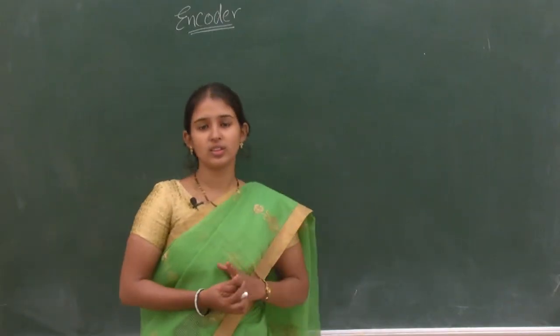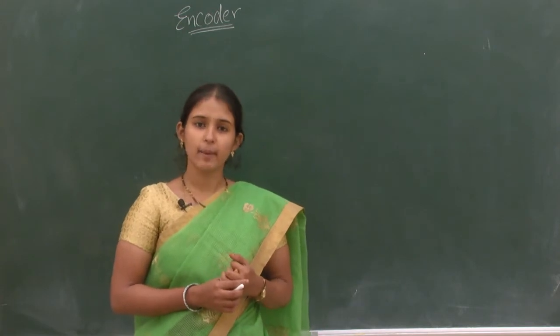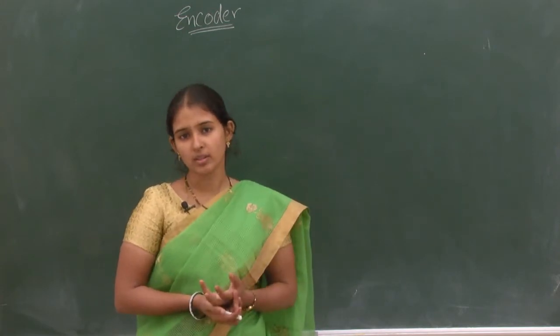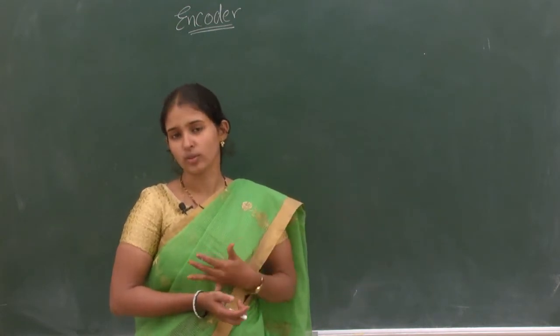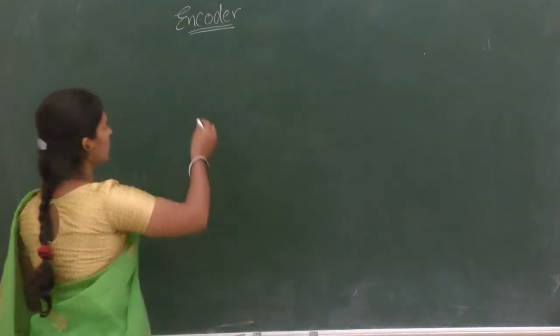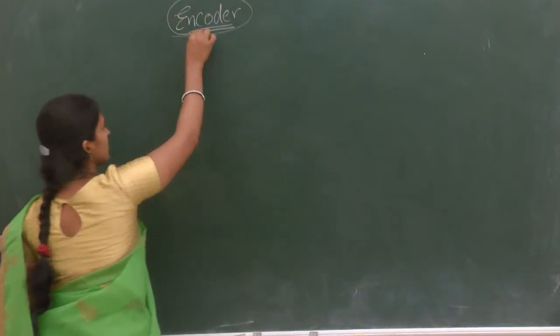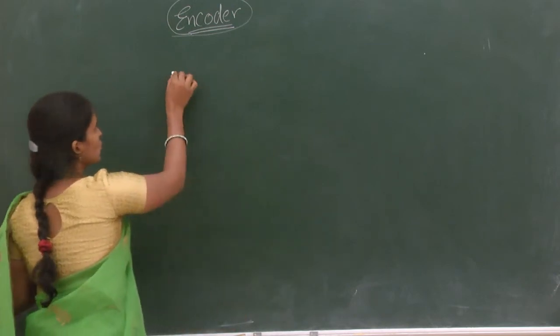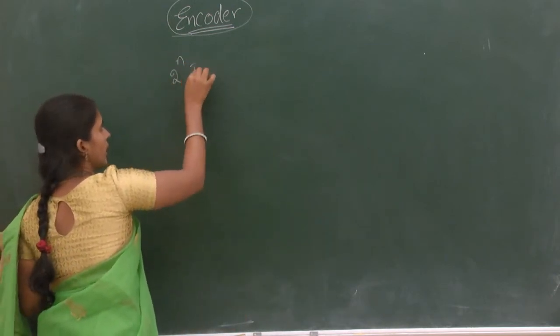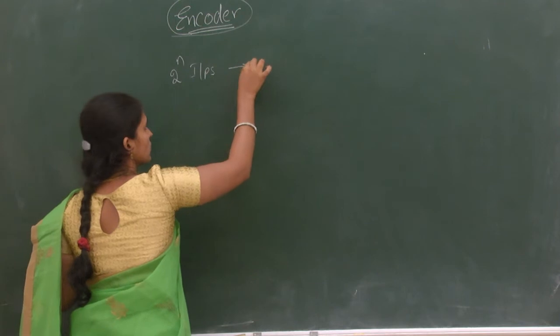Coming to the lecture, okay. Now we'll be discussing encoders. What is an encoder? As we have already discussed decoders, now we'll be discussing encoders. An encoder is a combinational circuit. It takes 2 power n inputs and provides n outputs.